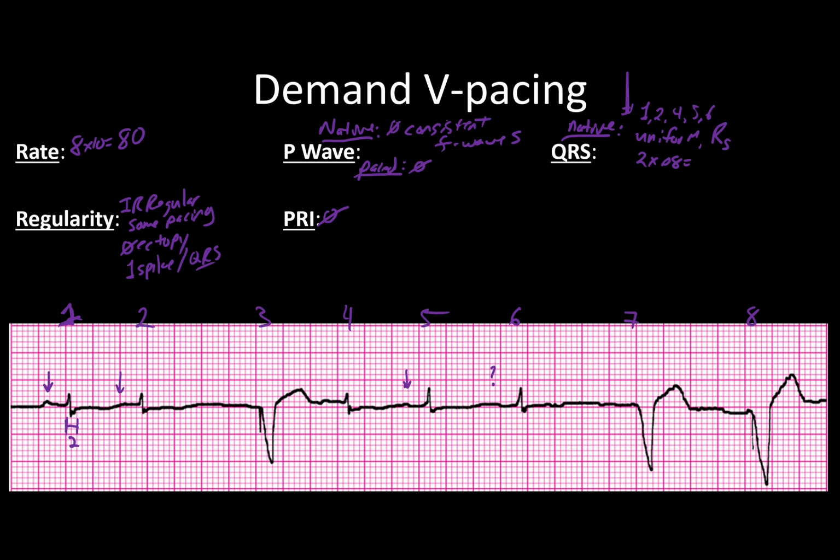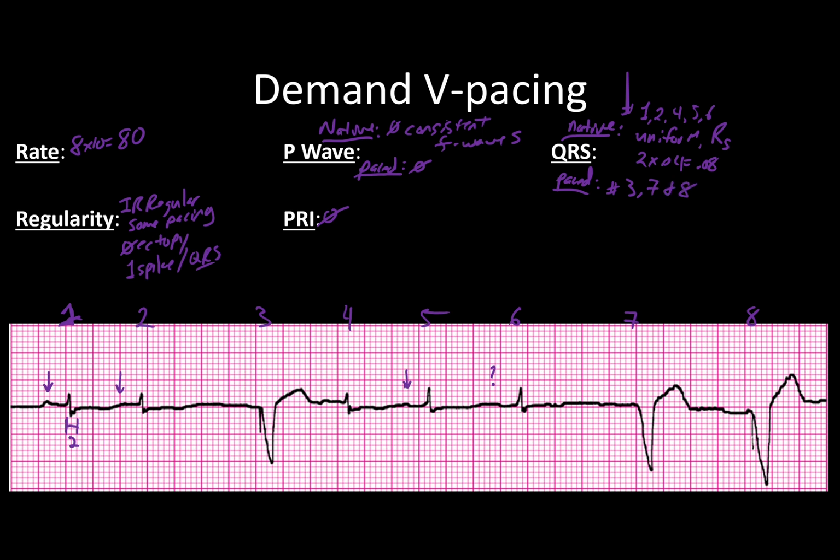Oh, sorry. I wrote that incorrectly. Let's try that again. 0.08. So that's perfectly normal. Our paced beats have a bit of a different story. And so the paced beats are number 3, 7, and 8.